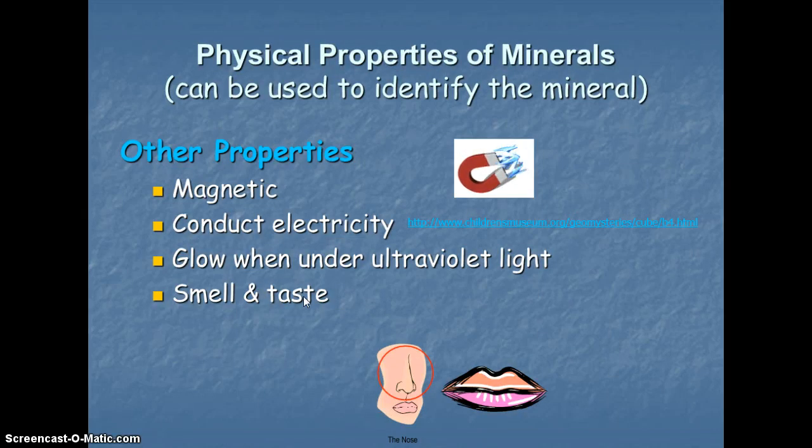Some other properties that minerals could have, some special properties, would be that they would be magnetic. They would conduct electricity. They glow under ultraviolet light. And they have a smell or a taste. Now remember, tasting is not something we will be doing. You do not taste a mineral.